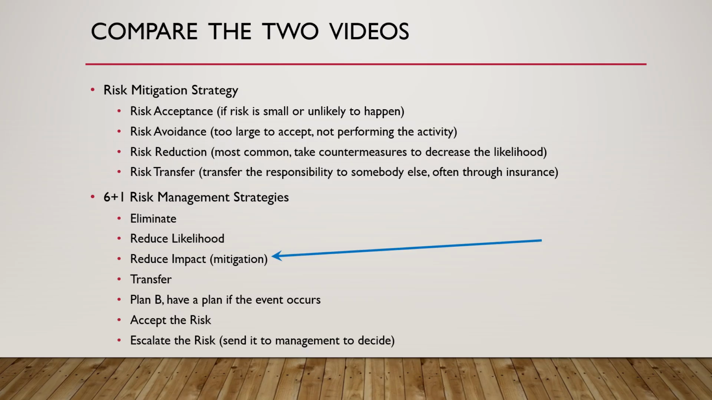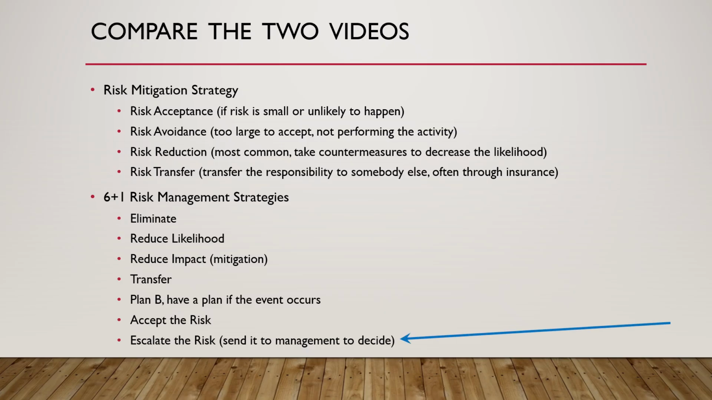The first is reduce the impact, which is not the same as reducing the risk. Instead, we do something that will reduce the potential impact of the event, not the likelihood of the event occurring. The second is an interesting one, a strategy that you don't often see expressed in this way. The strategy was to have a plan B. In other words, come up with a plan for what you will do if the risk event occurs, presumably a plan that will reduce the impact of the event. As the video doesn't go into any detail on their strategies, it is not really clear how this is different from the reducing the impact strategy.